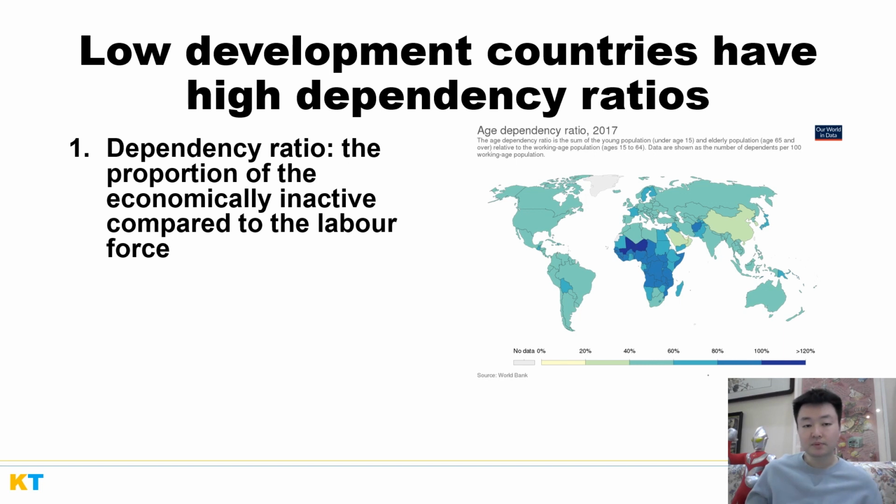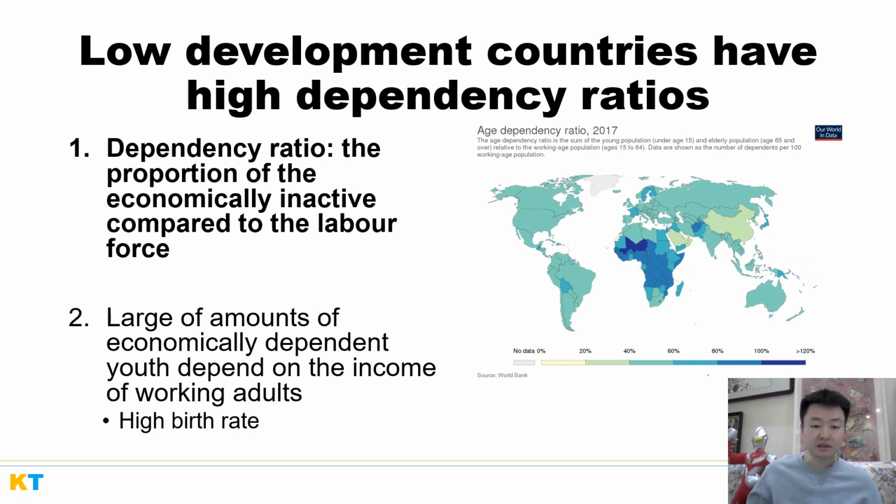A dependency ratio is the proportion of the economically inactive compared to the labor force. So compared to everyone in the labor force, how many people are economically inactive? Somebody that is economically inactive may be under the age of 15 and not working, or over the age of 65, also not working because they're retired, or anybody that is unable to work. On this graph, you see that some countries, the bluer the country is, the higher the dependency ratio. You'll notice here that developing countries have higher dependency ratios in general.